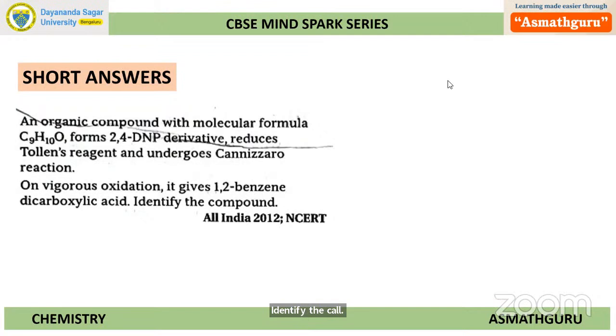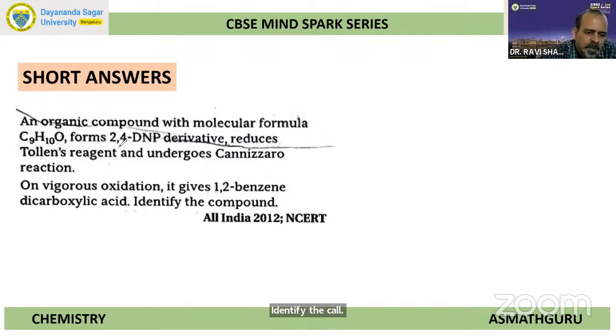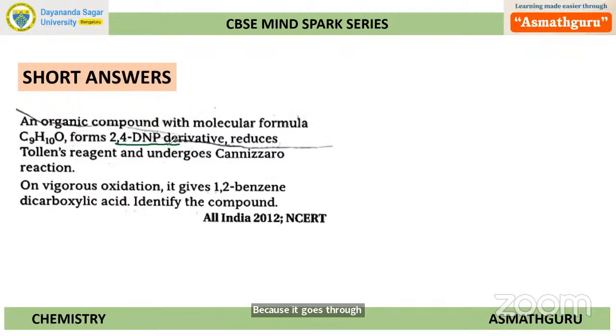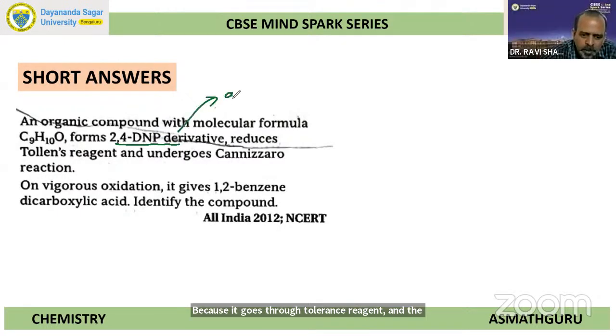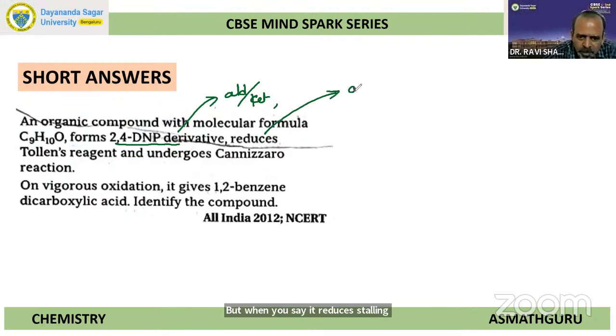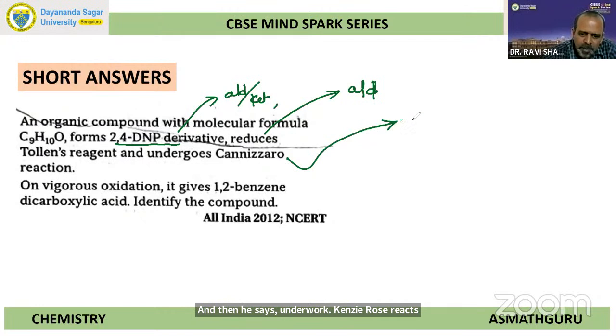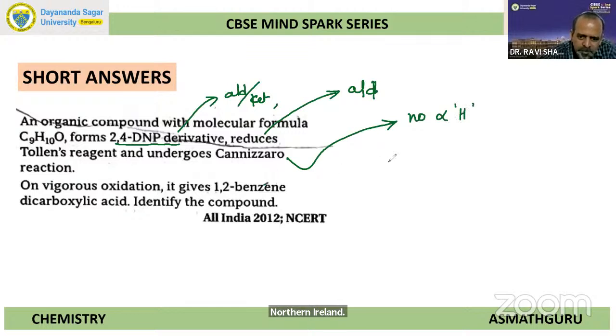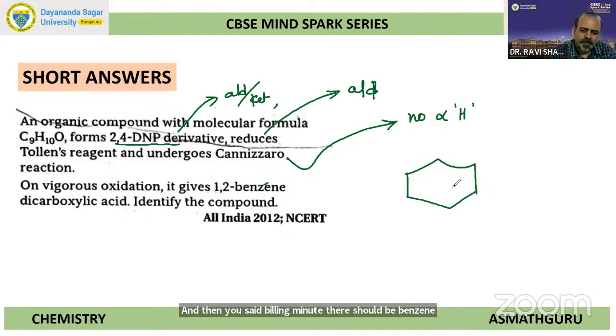Sir, it's an aldehyde. Very simple. Why? Because it reacts with Tollens reagent and 2,4-DNP derivative. When it says 2,4-DNP, it may be aldehyde or ketone too. But when you say it reduces Tollens reagent, it is only aldehyde. And then he says it undergoes Cannizzaro reaction, so no alpha hydrogen atom. And then you say benzene, means there should be benzene. When it undergoes Cannizzaro reaction, it has to be benzaldehyde.